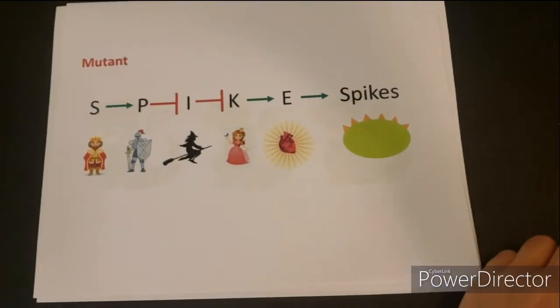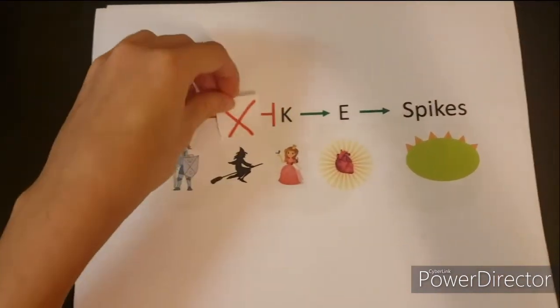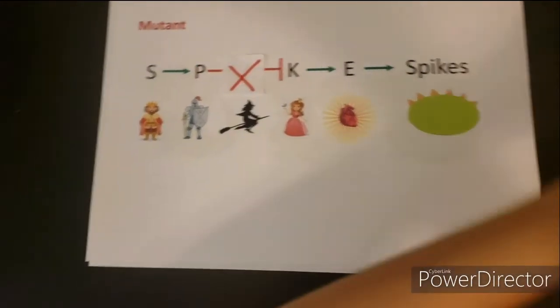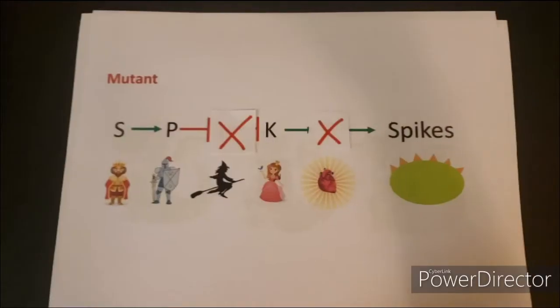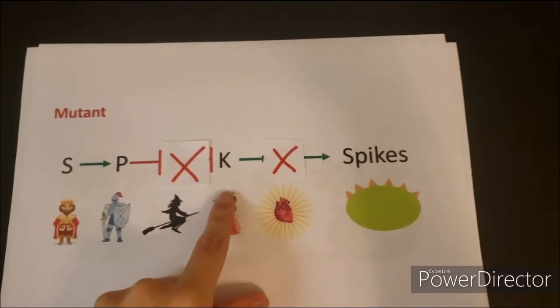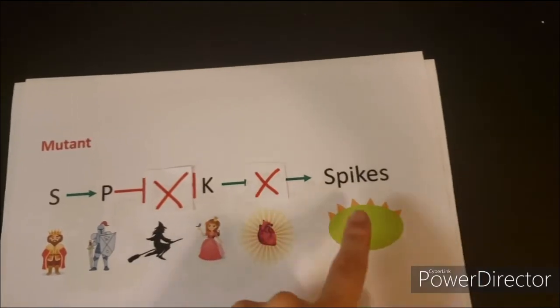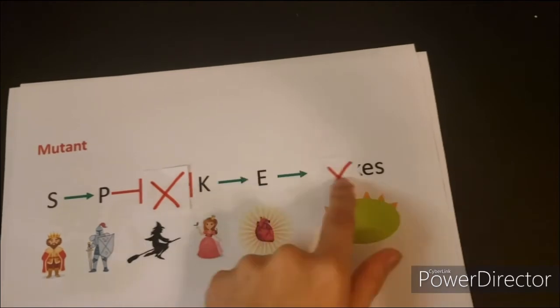So what if we mutated and removed both I and E? If I is inhibited, then it won't be able to inhibit K, which K can then promote E, but since E doesn't exist, it won't be able to promote spikes, so spikes will not be formed.